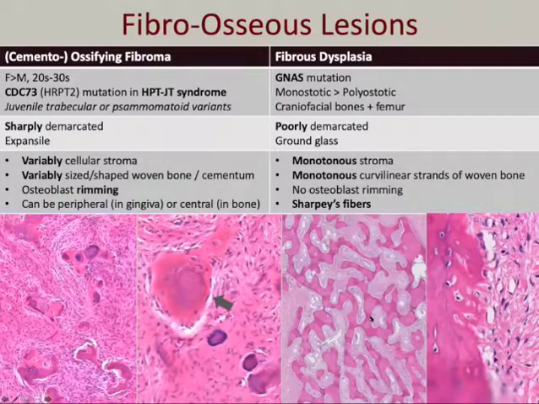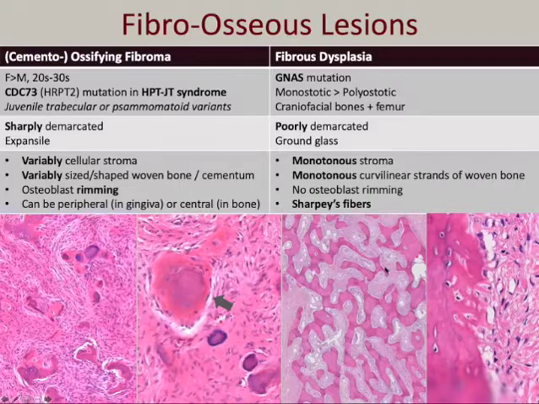Our fibroosseous lesions of the jaws include ossifying or cemento-ossifying fibroma and fibrous dysplasias. We're going to see very similar correlates in the bones later in the next lecture, but just remember that ossifying fibromas tend to be very demarcated. They tend to have variably cellular kind of whorled stroma with these variably shaped and sized either cementum or woven bone islands with osteoblast rimming.